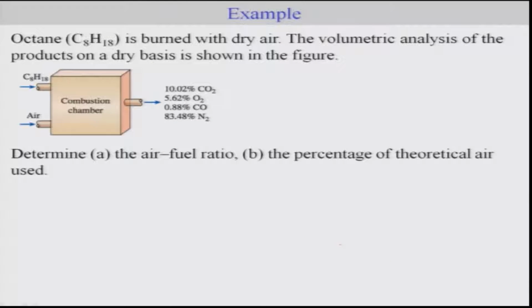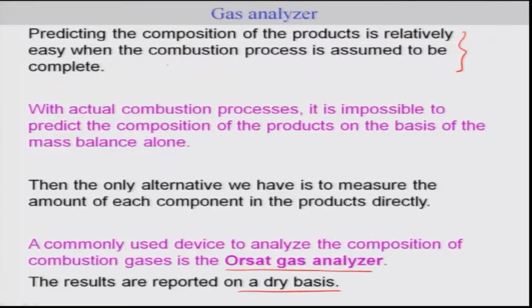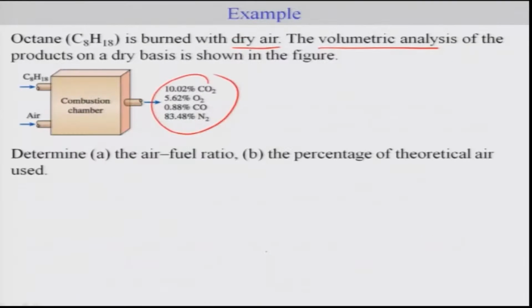Here octane is burned with dry air, which essentially means it doesn't contain any moisture, and this is the volumetric analysis of the product on a dry basis, of course using some kind of analyzer such as your Orsat gas analyzer. What we need to find is the air fuel ratio and the percentage of theoretical air used. So let me start with the basic equation here. For the combustion of octane, the amount of octane being burned is not mentioned. What we know first of all is the composition of the product, but that is with dry air.